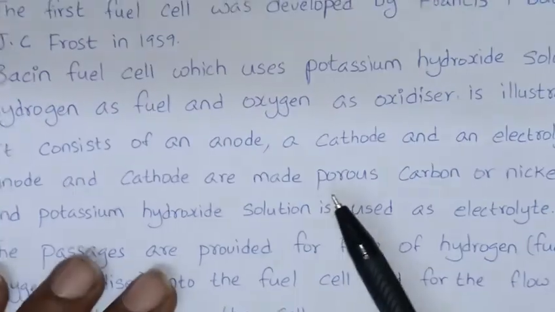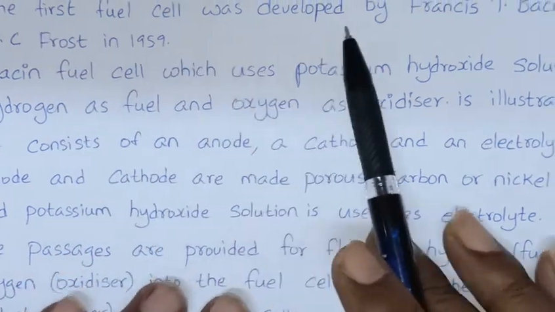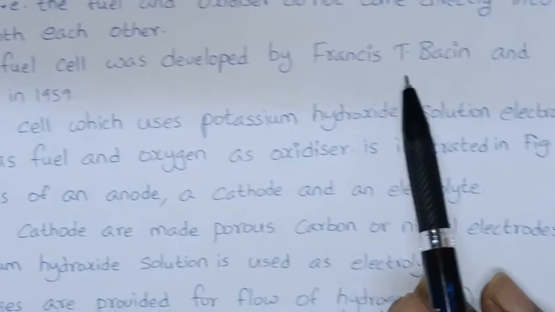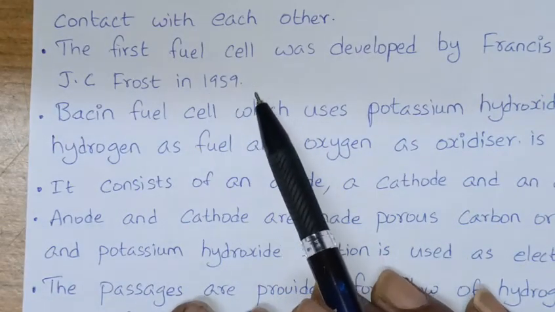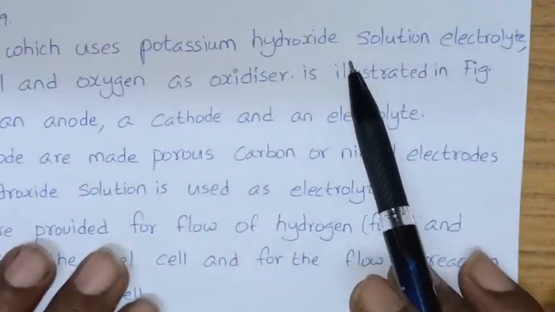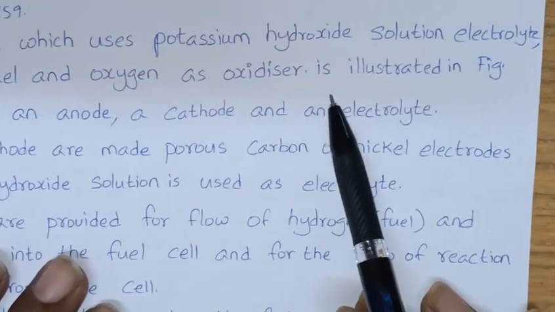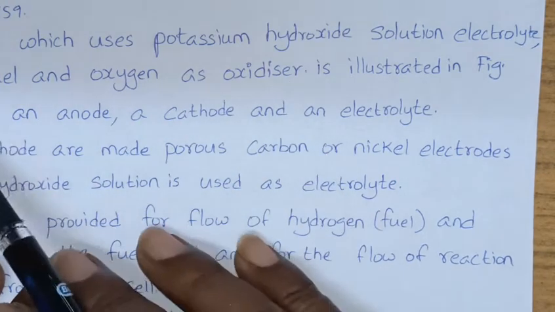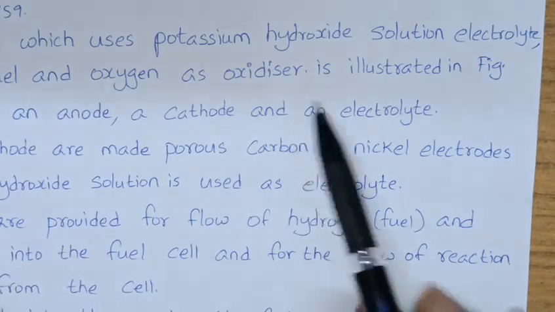Now some introduction to this fuel cell. The first fuel cell was developed by Francis T. Bacon and J.C. Frost in 1959. According to Bacon, the fuel cell uses potassium hydroxide solution as electrolyte, hydrogen as fuel and oxygen as oxidizer. So we will be using hydrogen as a fuel and oxygen as the oxidizer in this figure.